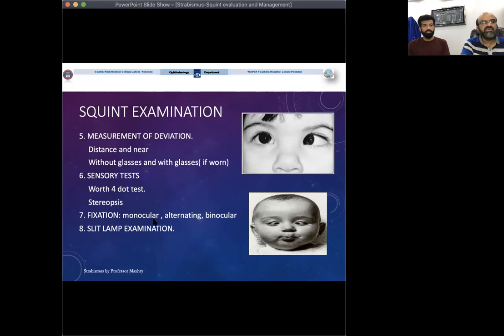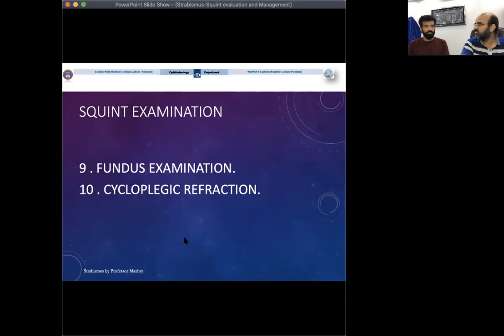Then the fixation, we will have to classify whether it is monocular, alternating, or binocular fixation with the help of cover and uncover tests. Slit lamp examination will just complete our examination of the media and other things to rule out any organic pathology. Fundus examination is of utmost importance because it is the retina from where the visual process starts. Cycloplegic refraction, because it is related to anisometropia and measurement of refractions, so cycloplegic refraction is of great importance.